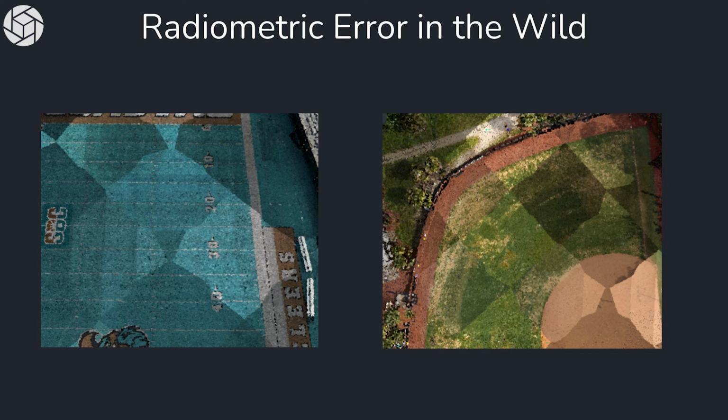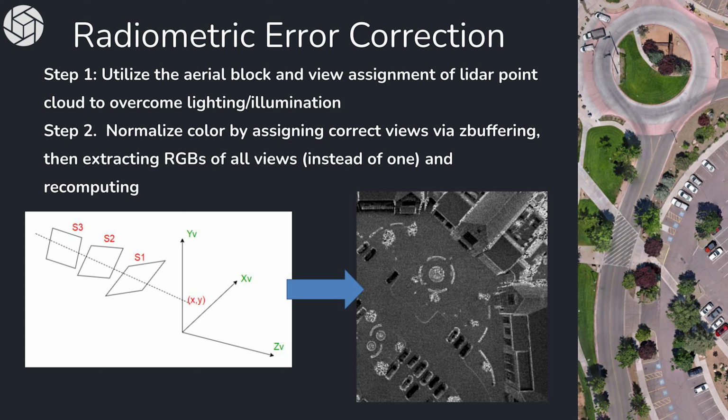So our goal is to have a more intelligent workflow of correcting for this radiometric error using the bundle block. Again, we utilize the aerial block. Once we've determined the position and orientation parameters of those cameras while that LiDAR payload is flying, we can overcome these illumination errors. The reason we can do that is because we can take that LiDAR data and do view assignment and determine exactly which LiDAR point is viewed by which cameras, okay?